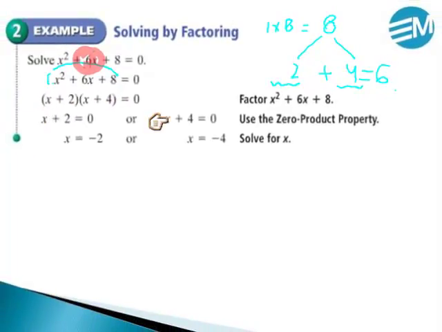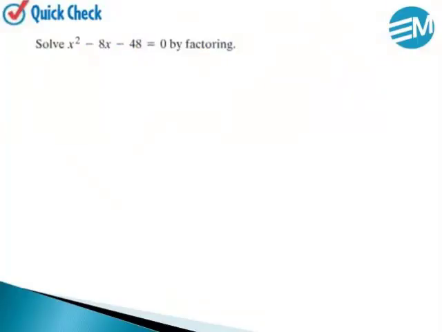We can further use the zero product property. If the product is 0, then either x plus 2 is 0 or x plus 4 is 0. Let's see if you have understood the concept. Here you go. Can you solve this using factorization?